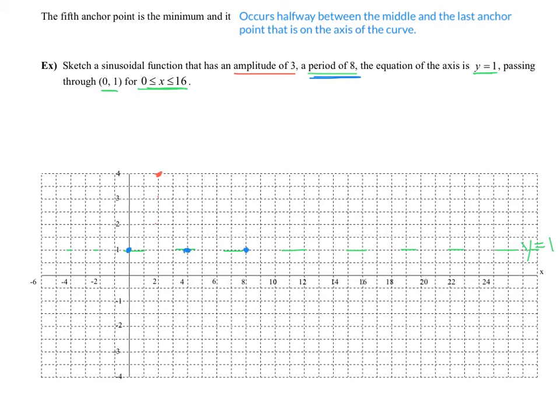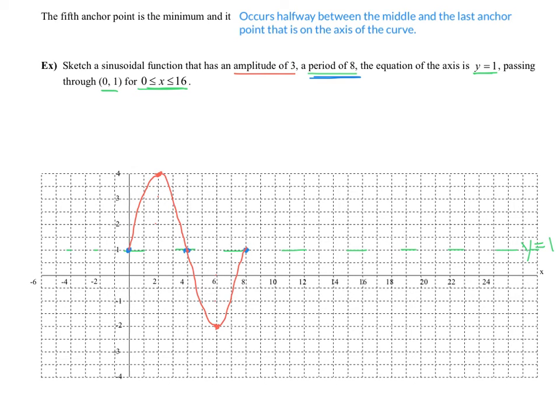And then I'm going to graph the fifth anchor point, which is the minimum, and it's halfway between the last two anchor points. So it'll be at 6, and the amplitude is 3, so I want to go down 3 units from that axis of the curve. 1, 2, 3. I'm being mindful of my scale. Every 2 blocks is worth 1 unit. So now I can draw one cycle of this sinusoidal curve, and always do it with a nice freehand, smooth curve. You don't want jaggedy saw teeth. You want them to be nice smooth curves.